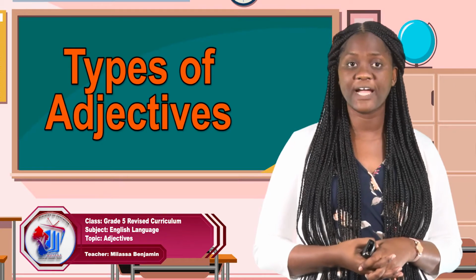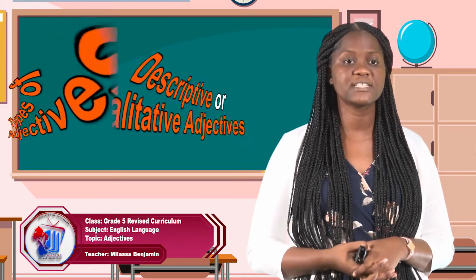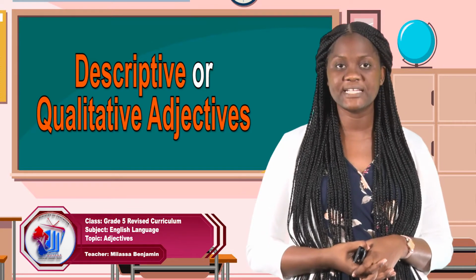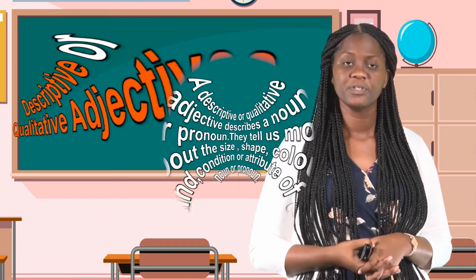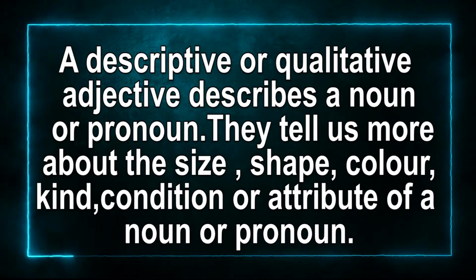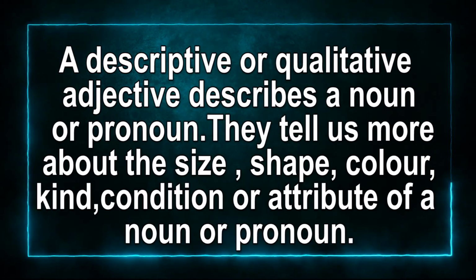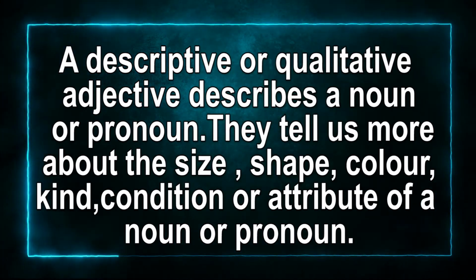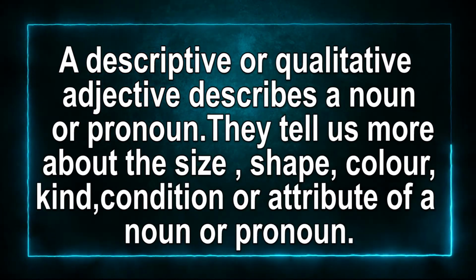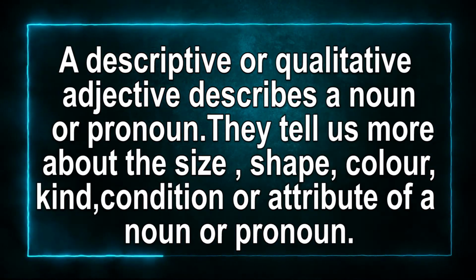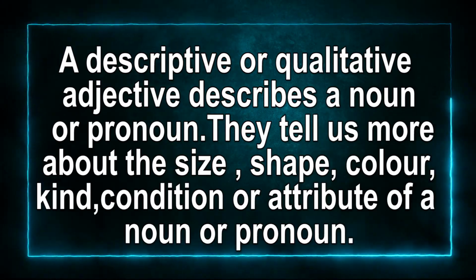The first type of adjective that we want to take a look at is descriptive or qualitative adjectives. A descriptive or qualitative adjective describes a noun or pronoun. They tell us more about the size, the shape, color, kind, condition, or attribute of a noun or pronoun.